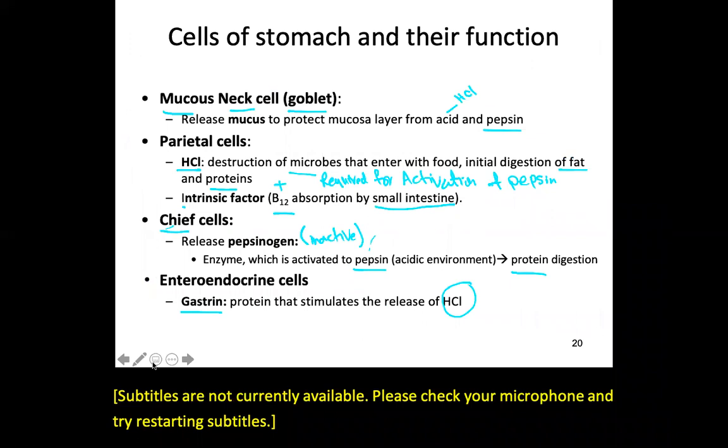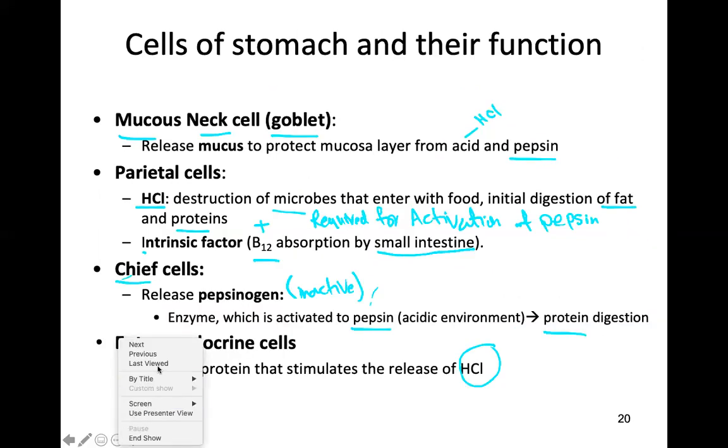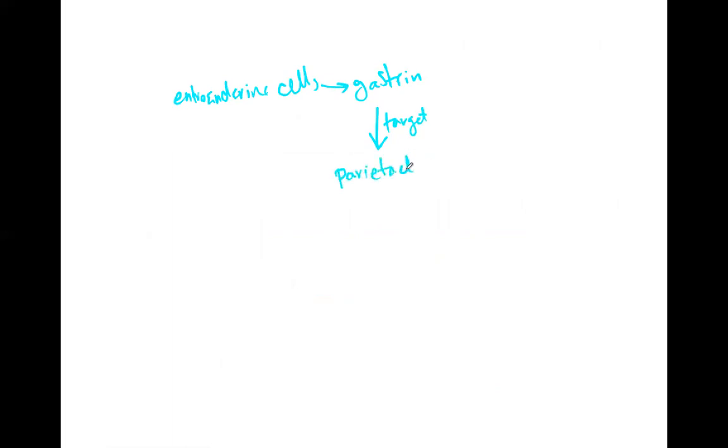Oops, sorry, keep clicking on the wrong thing. So let me depict this for you guys on a screen. So hopefully this will become a little bit easier. So we have your enteroendocrine cells producing what? They produce gastrin, right? Gastrin goes and targets your parietal cells, right? Sorry, apologies for the spelling.